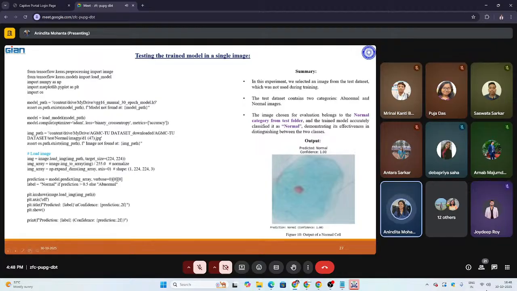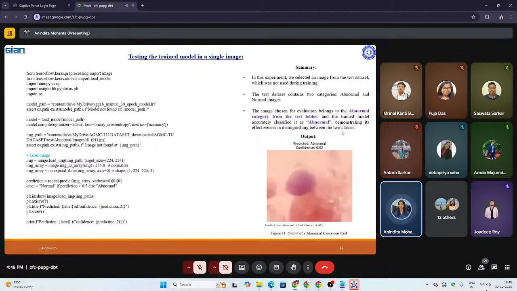So here I have given the image from the test folder, and it easily classifies it as normal. In this experiment, we selected an image from the test dataset which was not used during training. It consisted of normal and abnormal images. The image chosen for evaluation belongs to the normal category, and it was correctly classified.